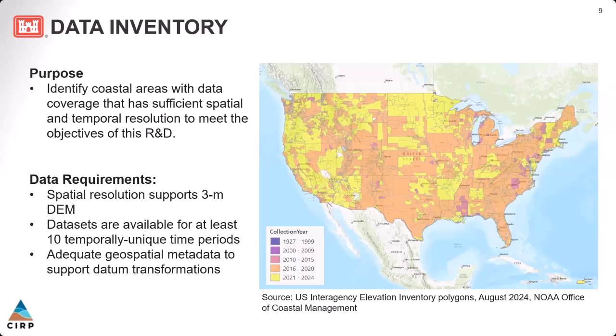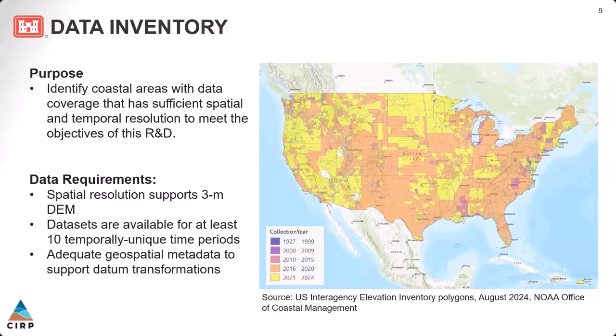What you're looking at on the screen is the U.S. Interagency Elevation Inventory polygons. These are from August 2024. They are colored by the collection year associated with the data sets. Polygons that you see in yellow are certainly newer. So this is the data set age, the most recent available for different areas in the lower 48.